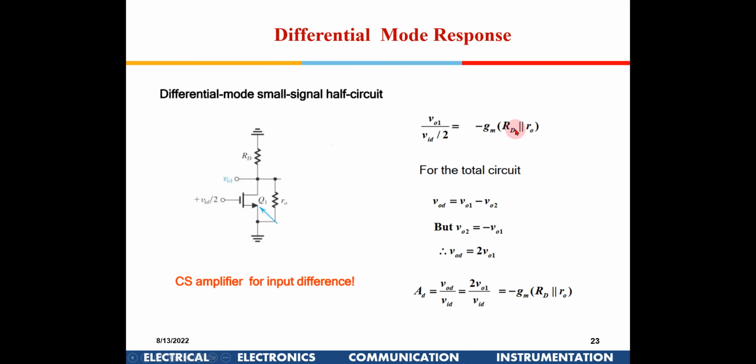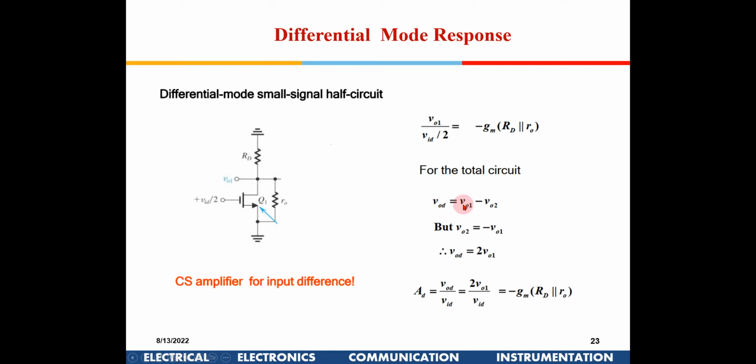Now if I consider RO also, this we did in our CS amplifier case also. Then the gain will be GMRD parallel to RO. So for each case, when I take a single amplifier, it is VID by 2, with gain GMRD parallel to RO.